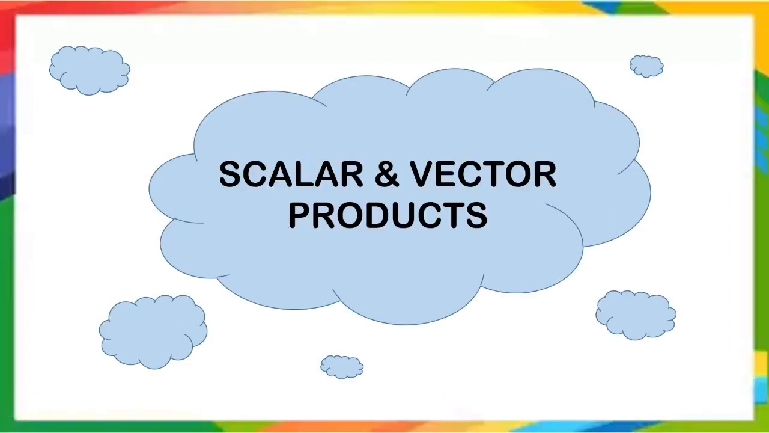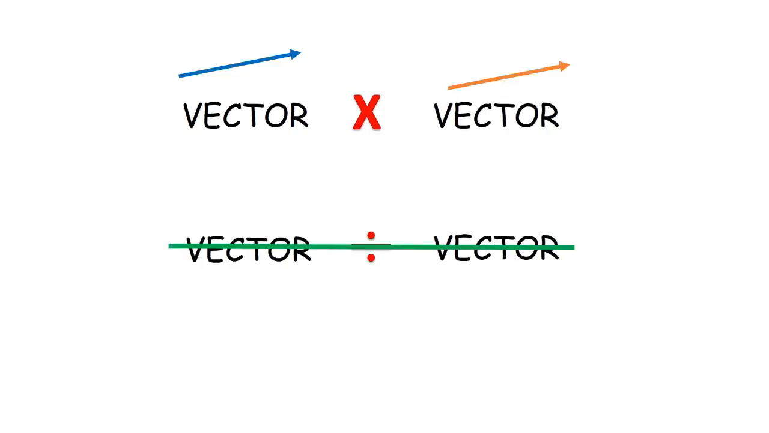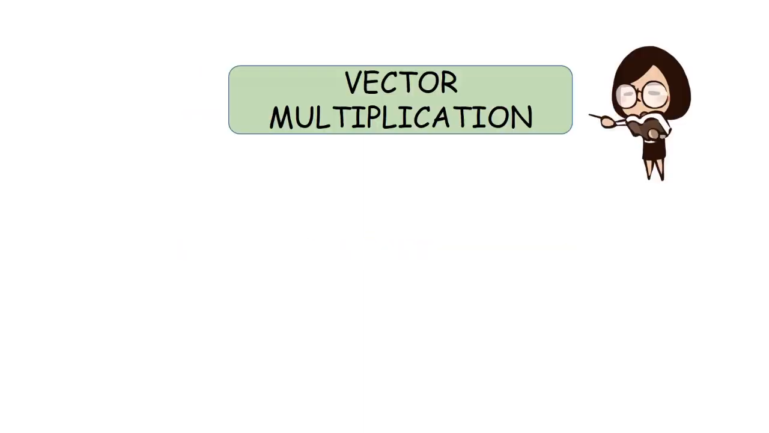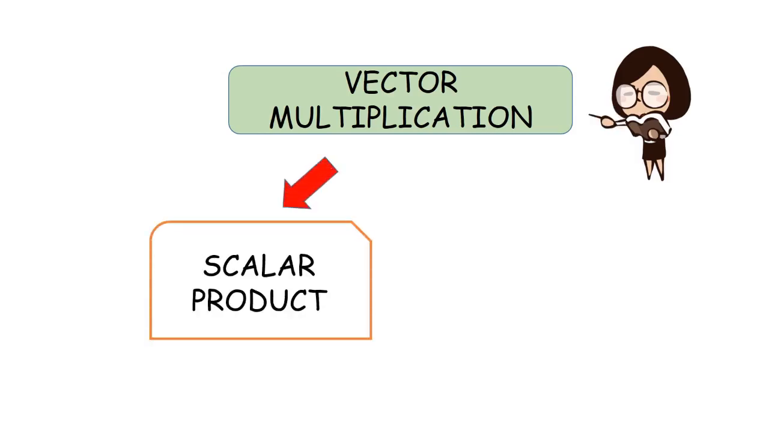Scalar and vector products. A vector can be multiplied by another vector, but may not be divided by another vector. There are two types of vector multiplications used broadly in physics and engineering. The first is scalar product. The name scalar product emphasizes that the result is a scalar rather than a vector.